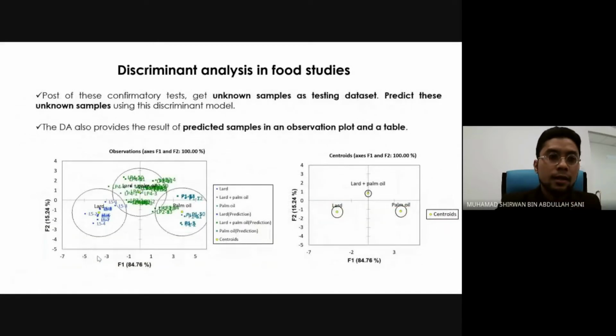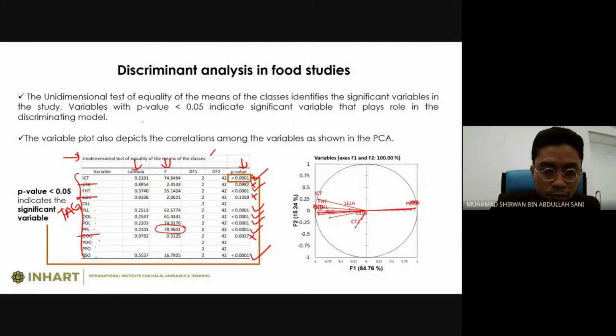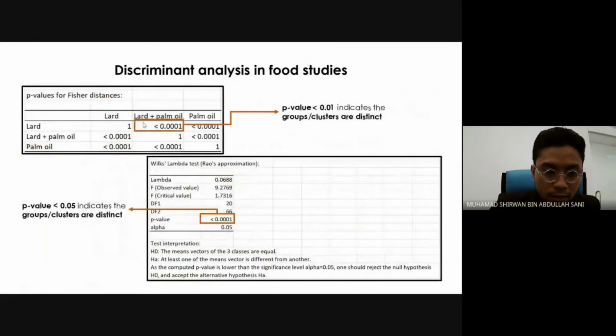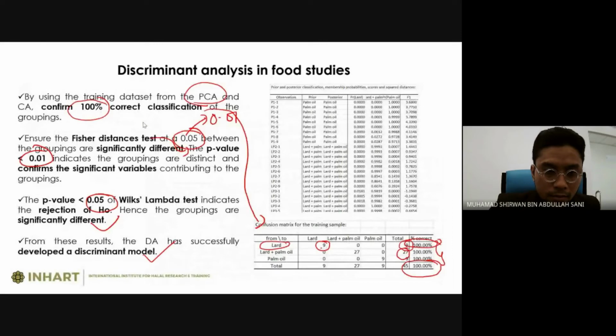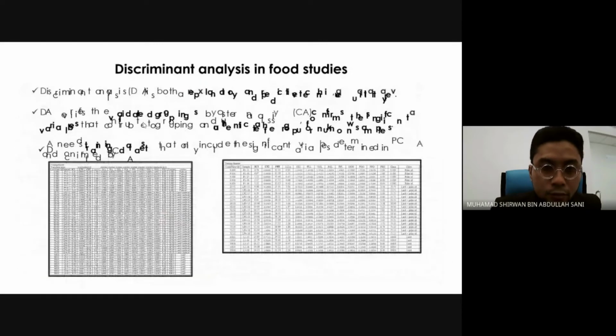Together with that, we talk about discriminant analysis. Okay, we say that DA, discriminant analysis, has predictive ability. So in this case, we have to analyze an unknown sample as a testing data set, and then we can predict the unknown samples. So this one actually, I want to show this one. You can see this slide, the previous slide. Okay, this one actually.